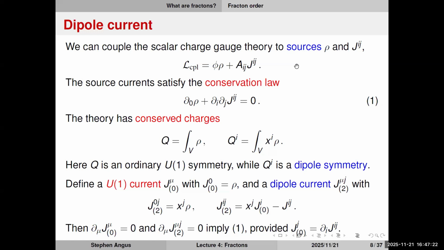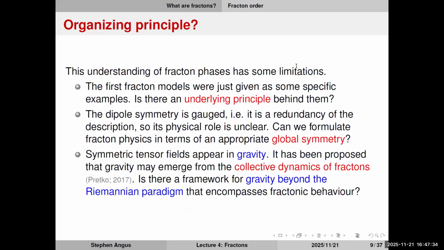So this kind of construction is the first thing that people did when trying to understand fracton models. But this is kind of bespoke. So this understanding has some limitations, as the first fracton models were just very specific examples, identifying fracton properties in these specific situations. But we want to know if there's an underlying principle behind what's going on here.